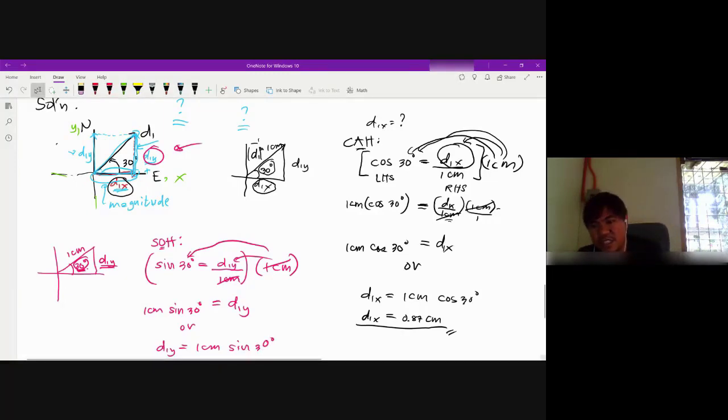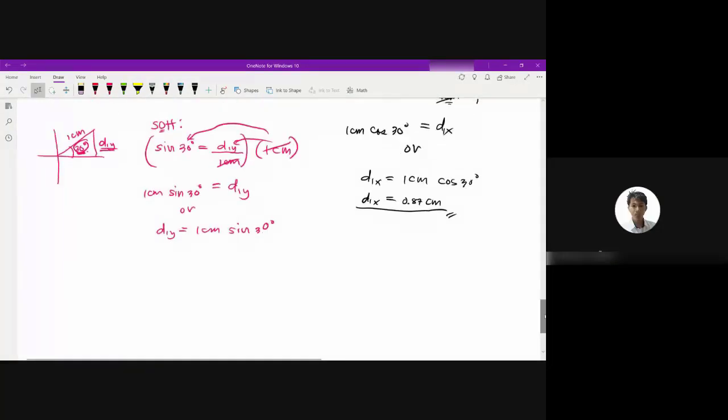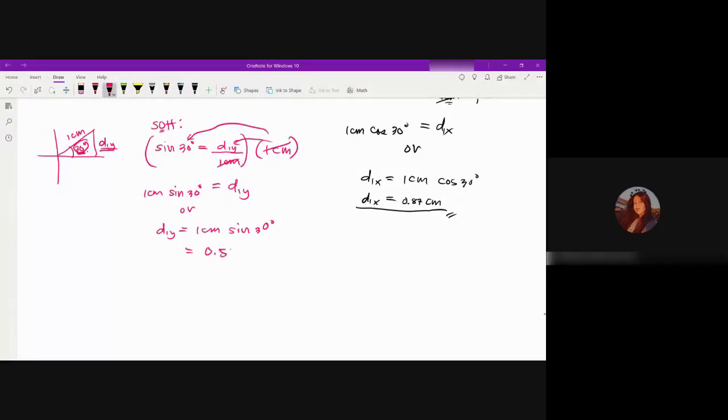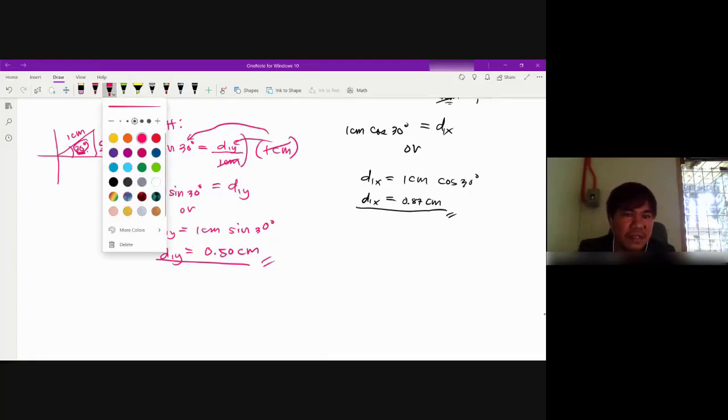So, sine 30 degrees, that's 1 half. So 1 half is equal to 0.5, 0.5 cm. Okay, so now I have that information. Now, the answer to Ivan's question would be this.